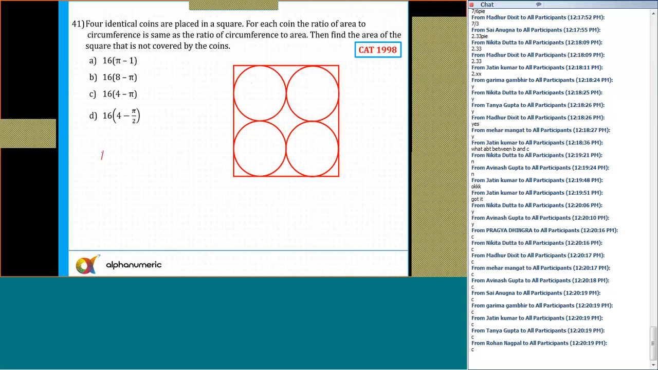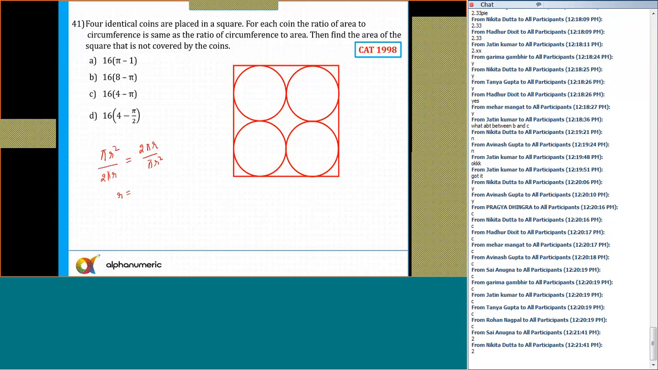For each point, the ratio of the area to circumference: area will be equal to pi r square, and the circumference is 2 pi r. It is the same as the ratio of circumference to area, that is equal to 2 pi r upon pi r square. So I think from here you can get the value of r. Can anyone tell me what the value of r is here?